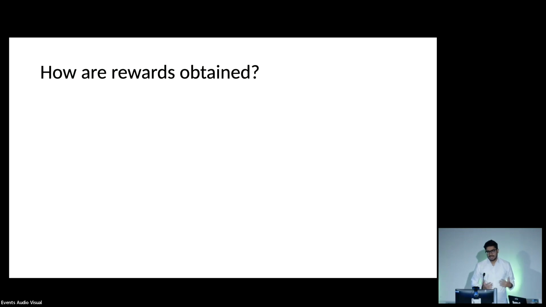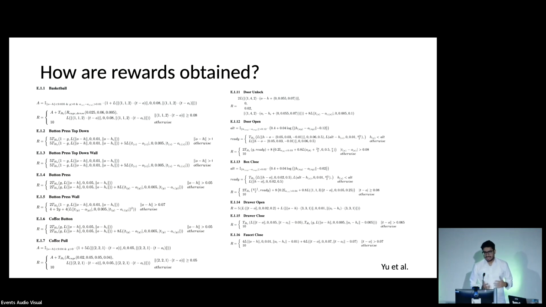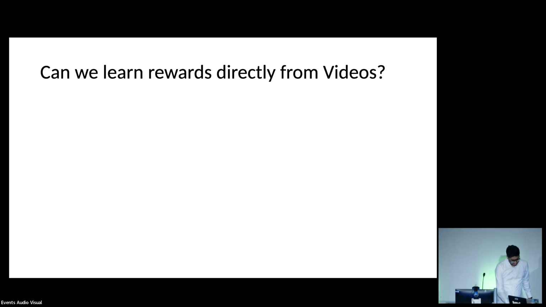So we know that reinforcement learning works by maximizing reward functions, but how are these reward functions usually obtained? Well, usually these reward functions are obtained by researchers manually doing a lot of trial and error, and sometimes these reward functions end up being very complex. As an example, you can see the reward functions for some of the tasks in the MetaWorld paper. So the process of designing reward functions is complex and can be very time-consuming. So in this work, we asked the question whether we can learn reward functions directly from third-person videos.